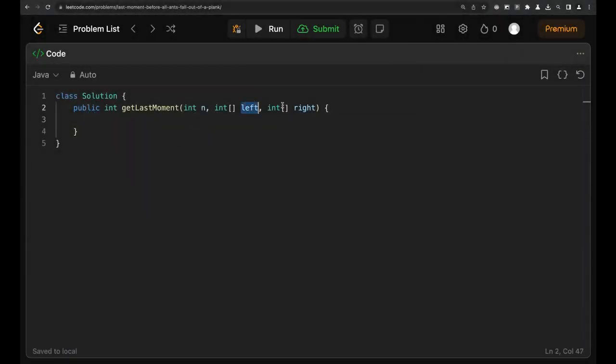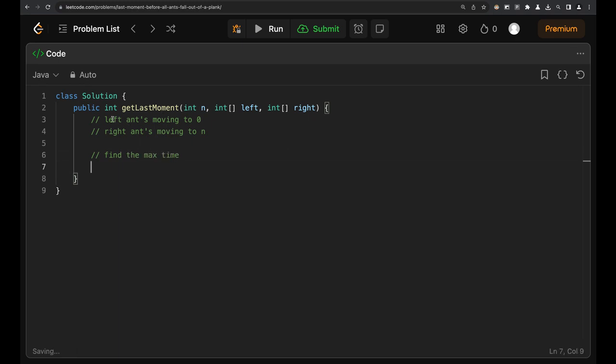So let's start with the code. We have two arrays, left and right, with left ants moving to 0 and right ants moving to n. Makes sense? Yep. So in such a case we need to find the maximum time.